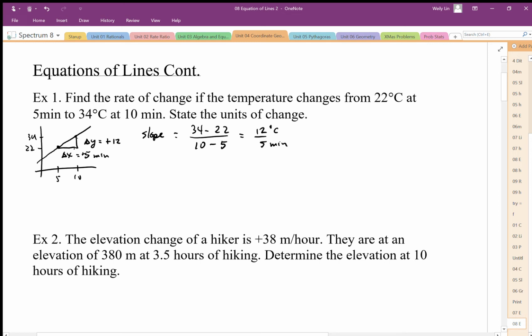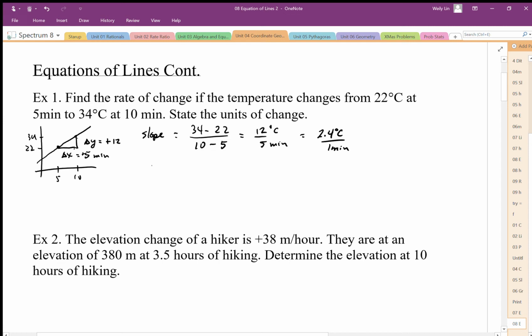Now if we want, we can convert that into a unit rate, which is 2.4. Remember that unit rate becomes our multiplier, but remember that it is still slope, so it's being compared to something. And it's going to be compared to 1. So it's 2.4 degrees Celsius for 1 minute. So we've got the first part of this, which is slope.